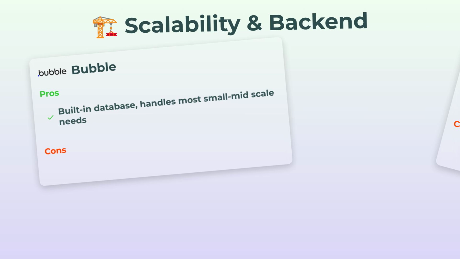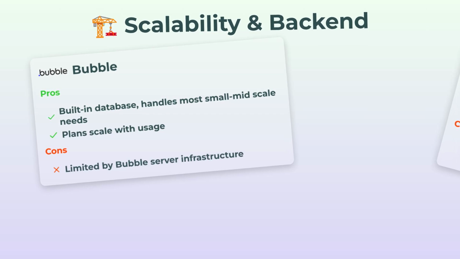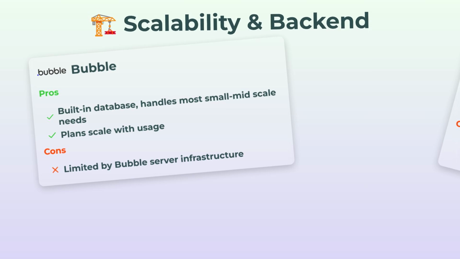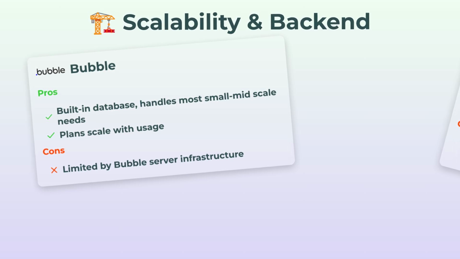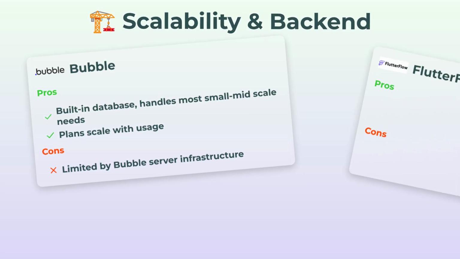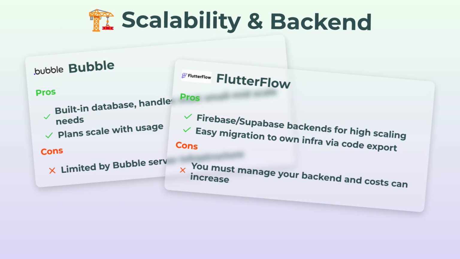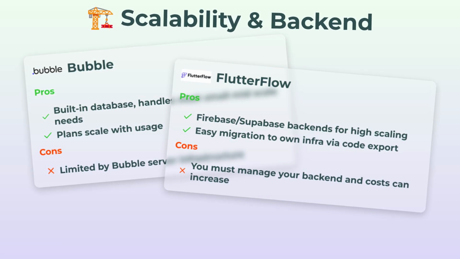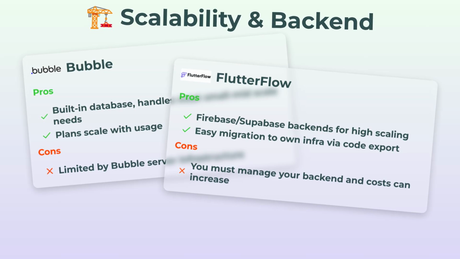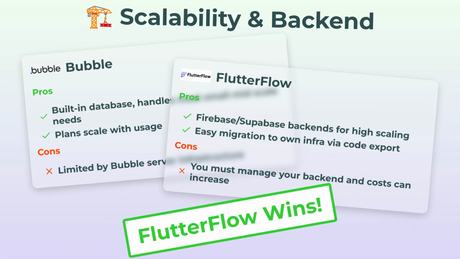Next, scalability and backend. Bubble comes with its own built-in database and scales well enough for most web projects, but you're stuck on their cloud, so if you outgrow what Bubble can handle, you're kinda in limbo. FlutterFlow lets you hook up Firebase, Supabase, and export your project to literally run anywhere. You do have to kind of manage your own backend stuff, so that's work, but the scaling potential is basically endless. For big dreams, FlutterFlow wins this one.